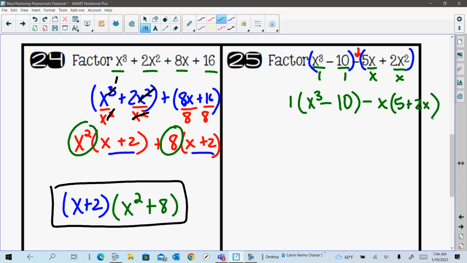Oh yeah, because look. So when I do that, these are not common. You don't have a common binomial. So what you have to check when that happens is your order. There's no common binomial here.